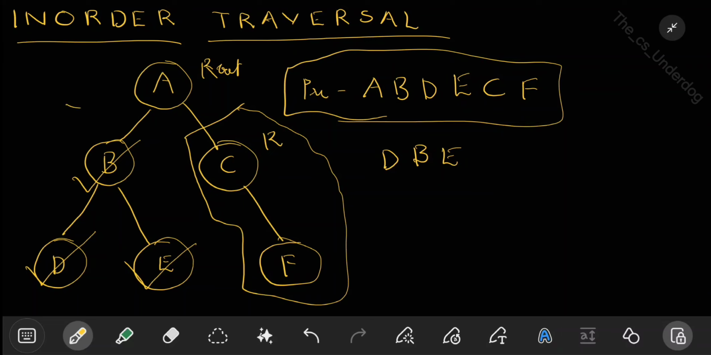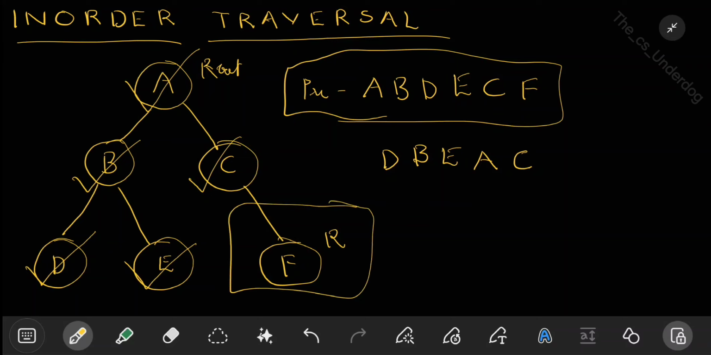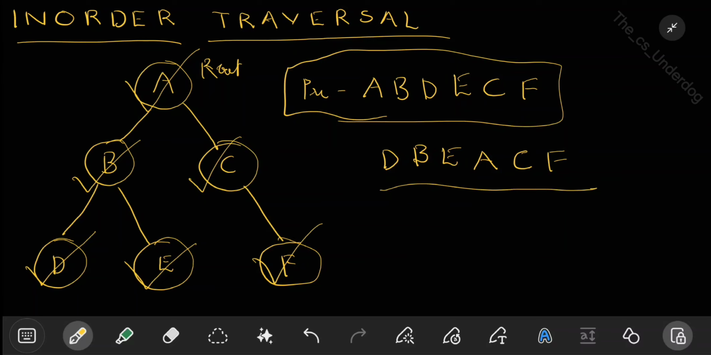What is the next thing? So my left subtree of my whole tree is completed. Once the left subtree is completed, I'll go to the root. Root is A. So A is also visited. After A, I'll go to the right subtree. In the right subtree, I'll again mark left subtree, root and right subtree. So the left subtree is empty. For C, there is no left child. So the left subtree of C is empty. So I'll go to the root. Root is C. So C is also done. And after C, I have to go to the right subtree, which has only one node, which is F. So I'll write F. So my in order traversal is D, B, E, A, C, F.